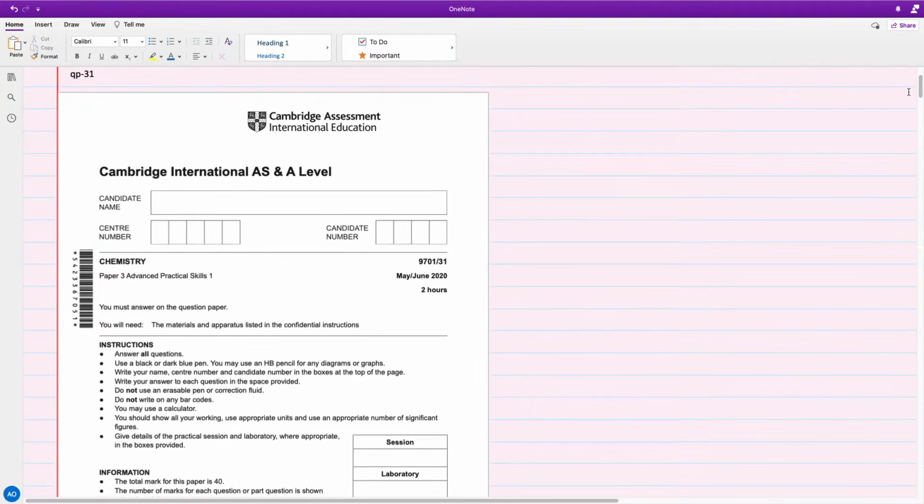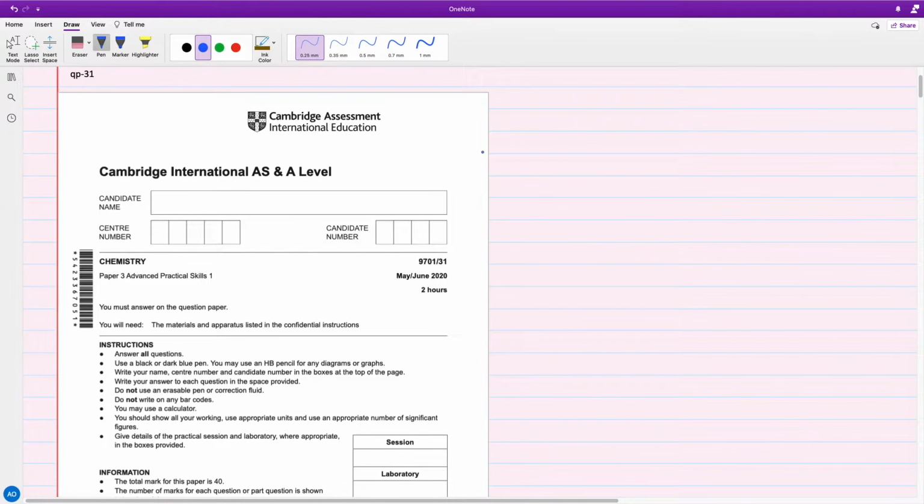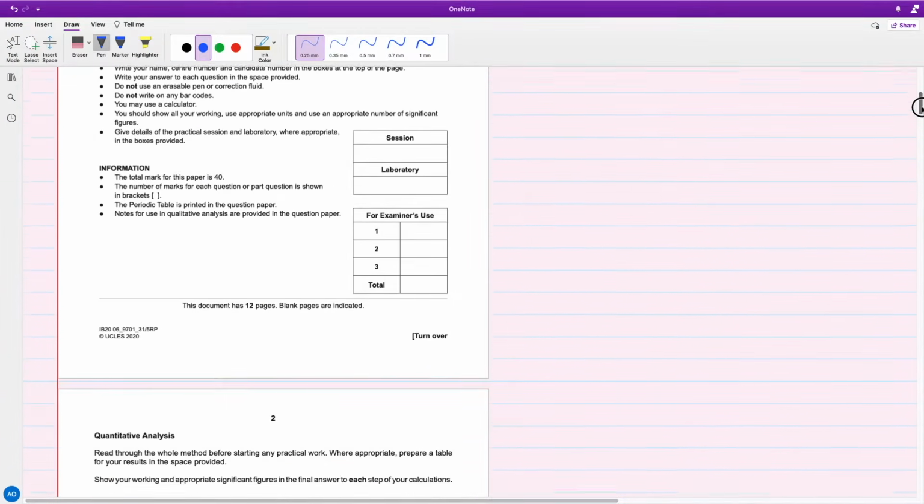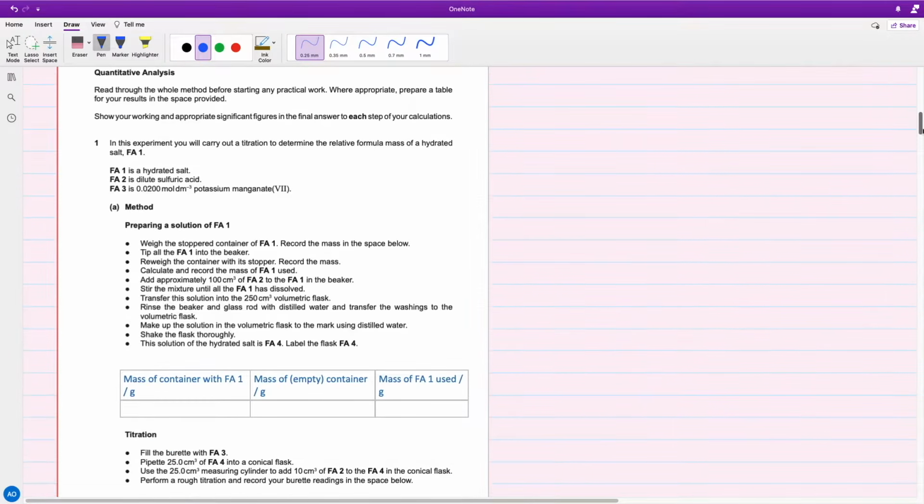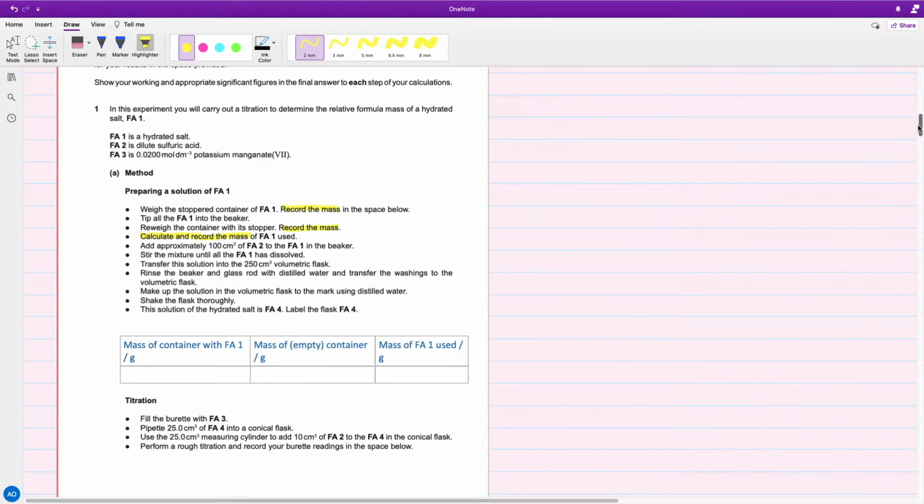So of course, after placing my name, center number, and candidate number, first thing I'm going to be doing is going through the questions and taking note of anything that's important. So for example, question 1, as soon as you see record, highlight that. So record the mass, or calculate and record. Then you'll notice that those are the things that they're actually asking you to do. So you can actually create a little table like I have right there, and once you go through the experiment, you can fill it out.